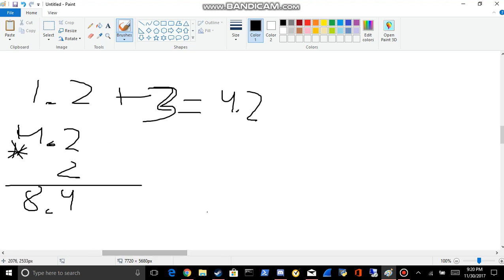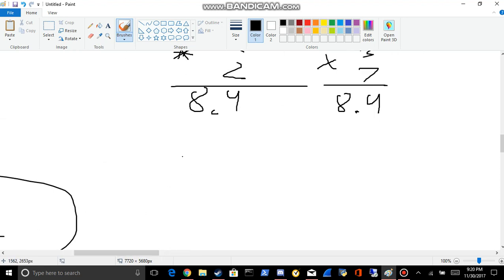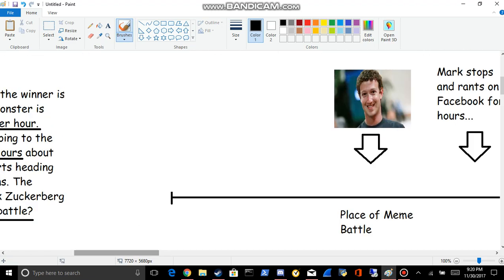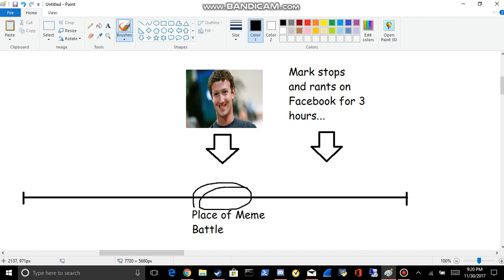Now, moving onwards, 1.2 times 7 is 8.4. Because this will show you the distance from the meme battle, which is up ahead. This is the distance here. The Boogie Monster went the same distance, and this gets you the answer.